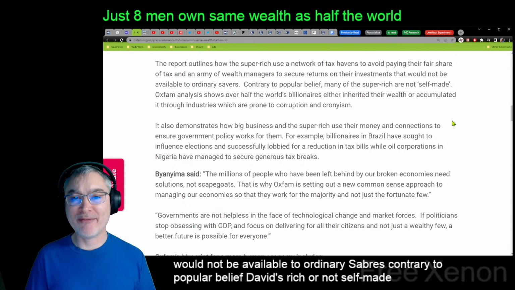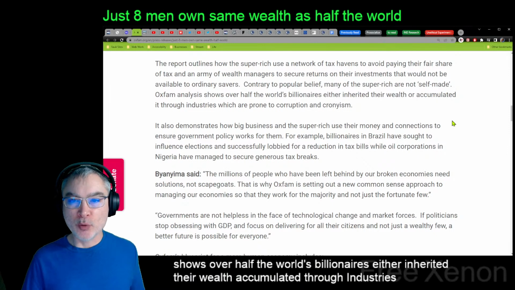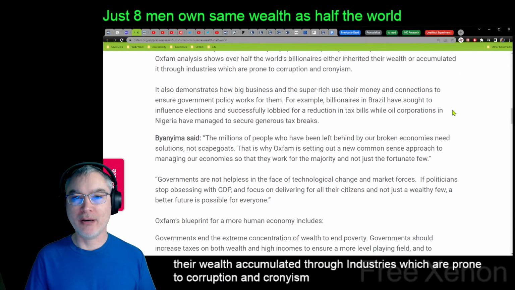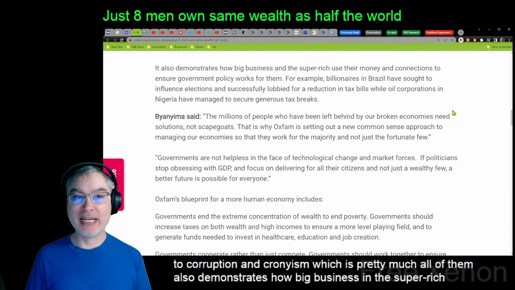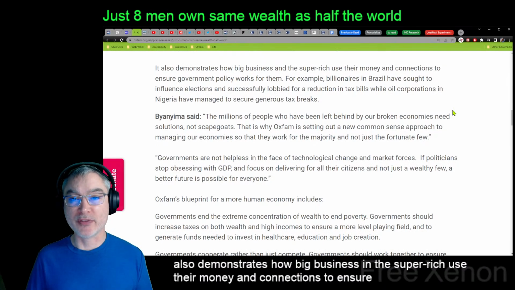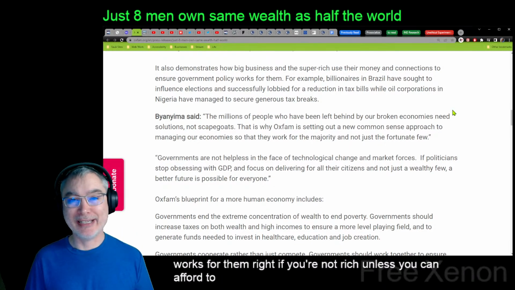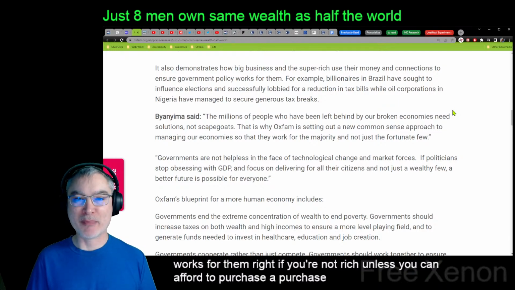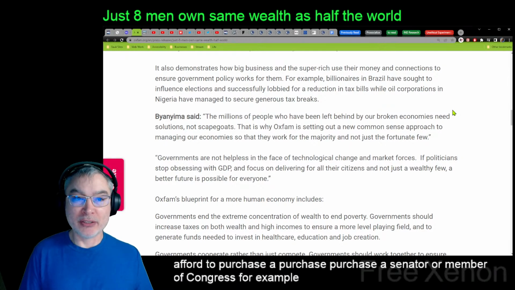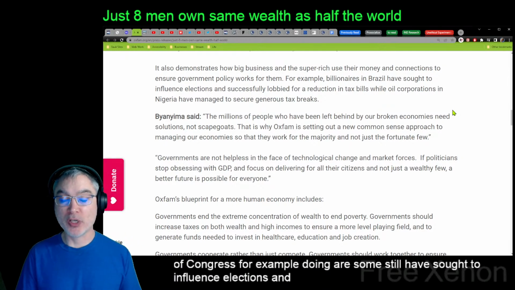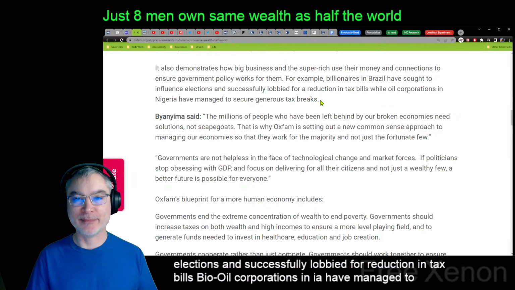Oxfam analysis shows over half of the world's billionaires either inherited their wealth or accumulated it through industries which are prone to corruption and cronyism, which is pretty much all of them. It also demonstrates how big business and the super rich use their money and connections to ensure government policy works for them. For example, billionaires in Brazil have sought to influence elections and successfully lobbied for a reduction in tax bills, while oil corporations in Nigeria have managed to secure generous tax breaks.